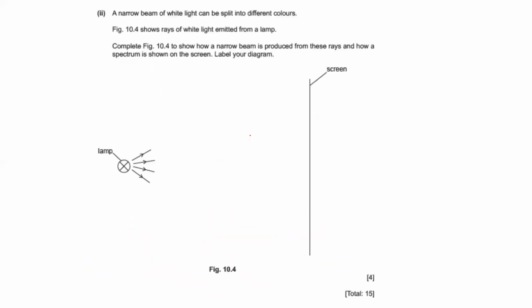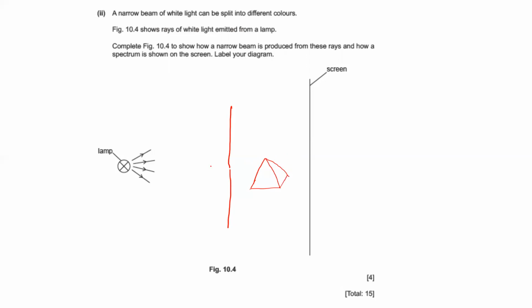Okay, then part 2, it says a narrow beam of light can be split into different colors. Figure 10.4 shows rays of white light emitted from a lamp. Complete figure 10.4 to show a narrow beam is produced from these rays. Show how a spectrum looks on a screen, label your diagram. Okay, so we have to see the light spectrum. So you need to have a pinhole, a cardboard pinhole. Then you need to have a big prism or glass prism.